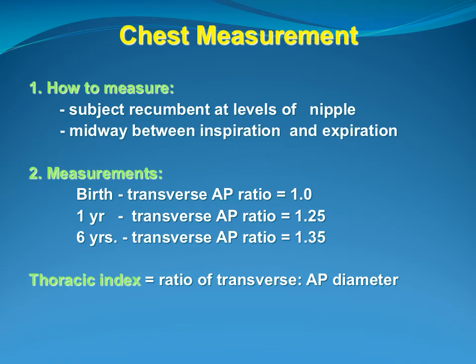Next on the growth chart will be the measurement of the chest. Now, how to measure the chest? Patient is placed in a recumbent position, and usually measurement is done at the level of the nipple. Measurement is also always done midway between inspiration and expiration. These are the normal measurements. At birth, the transverse anteroposterior ratio is approximately 1, and as the child grows older, the transverse AP ratio is larger.